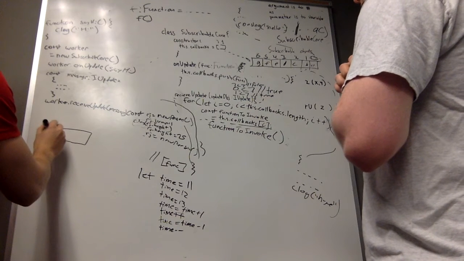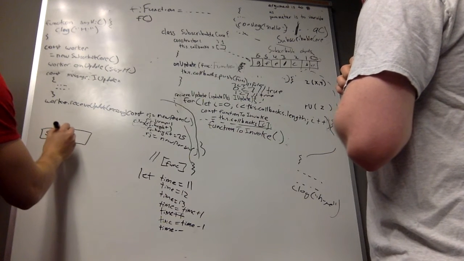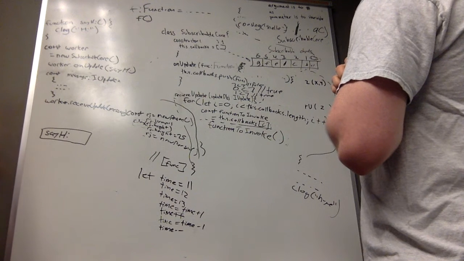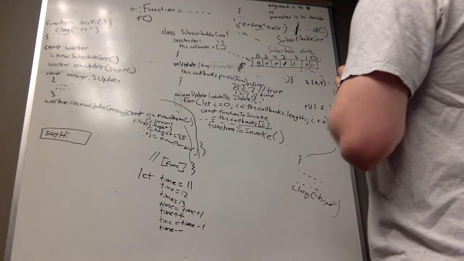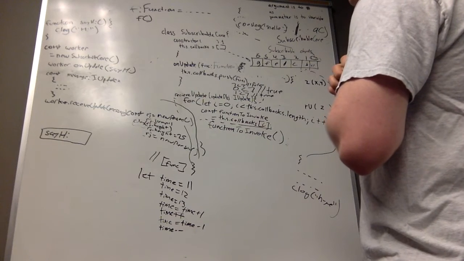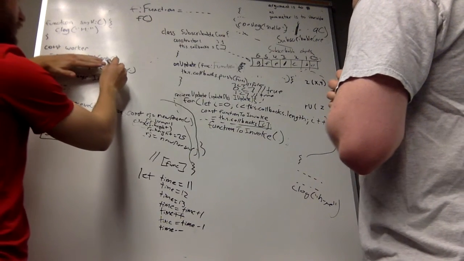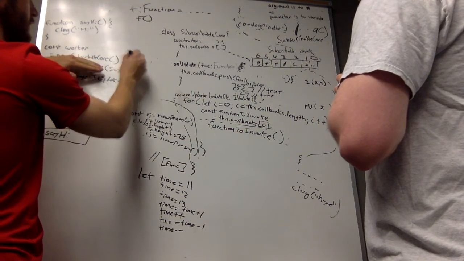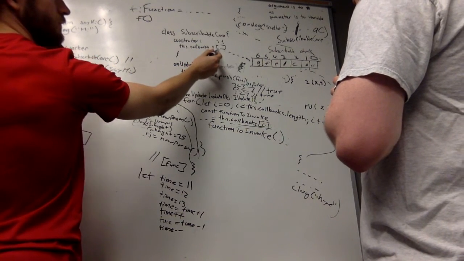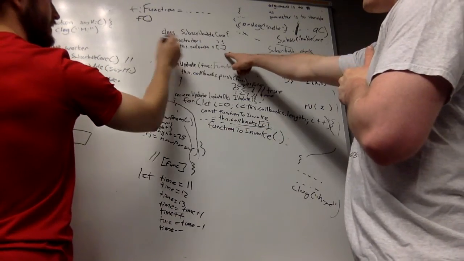This callbacks has one element, and it has just an array of functions. An array, which is just a list of functions. Yes, but upon creating a new subscribable core, that array is what? It's empty. Okay.